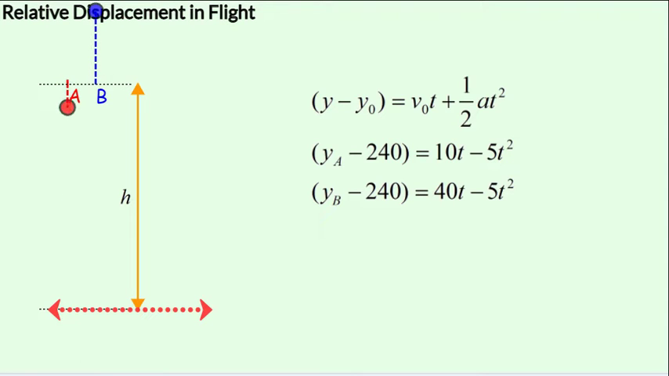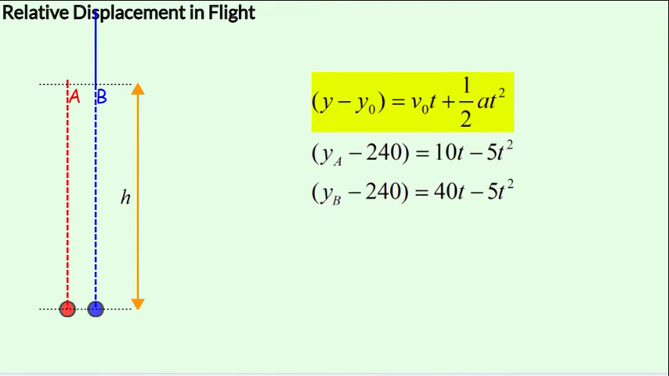Let's take the ground as the reference, and we use the second equation of motion. Now for the red ball A, the initial displacement is 240 meters. The initial velocity is 10 meters per second, and the acceleration is minus 10 meters per second squared, since the acceleration due to gravity acts downwards. For the blue ball, the only change is the initial velocity, which in this case is 40 meters per second.